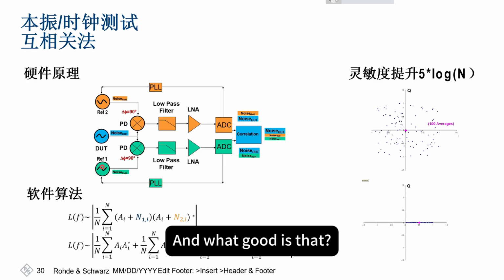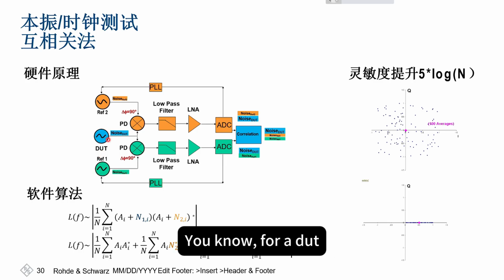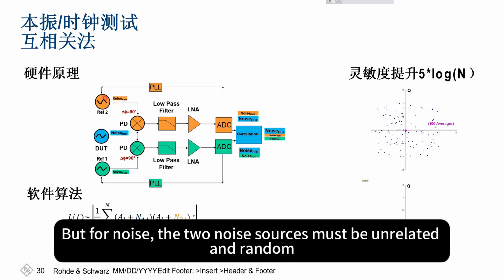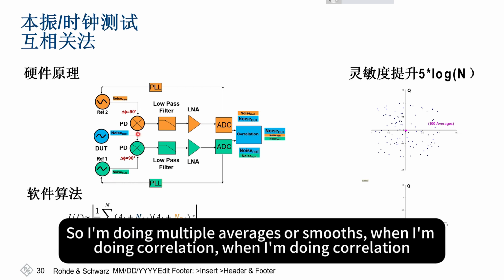And what good is that? You know, for a DUT, the signal itself is known and determined. But for noise, the two noise sources must be unrelated and random. So I do multiple averages or smoothing when I'm doing the correlation.